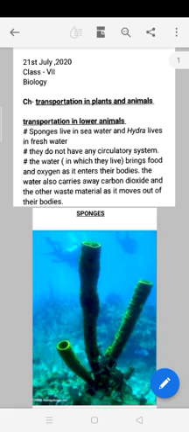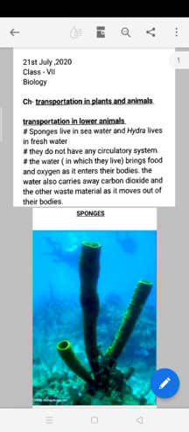Today we will do transportation in lower animals. Humans are highly developed as well as highly evolved animals. That means their body structure is a little bit more complex than other animals. So today we will do the lower category animals. We will consider the transportation in sponge and hydra.